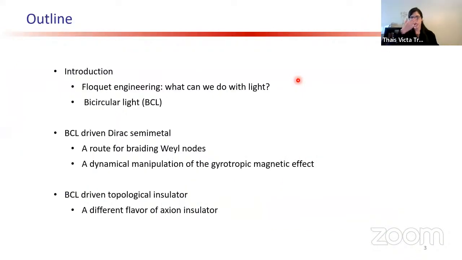The way I thought to organize this talk is to start with a brief introduction to motivate the topic. Why is it so interesting to use light to tune properties of materials? Why does it work? Then I'm going to tell you a little bit more about what this bicircular light is, which has not been explored much up to this date. Then I'm going to move to the principal body of the talk, which is the effect of this bicircular light on two topological phases of matter: one is a Dirac semimetal, and the other is a topological insulator. If you have questions, please interrupt me at any time.